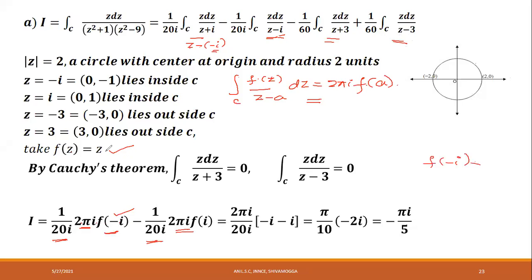f of z is equal to z. Therefore, f of minus i is equal to minus i, and f of i is equal to i. Substitute. f of minus i is minus i, minus f of i is i, so minus i minus i is minus 2i. You cancel this i with this i, and 2 divided by 20 is 1 by 10. Therefore, collectively this is pi by 10 into minus 2i. 10 is exactly divisible by 2, 5 times. Therefore, this is equal to minus pi i divided by 5.